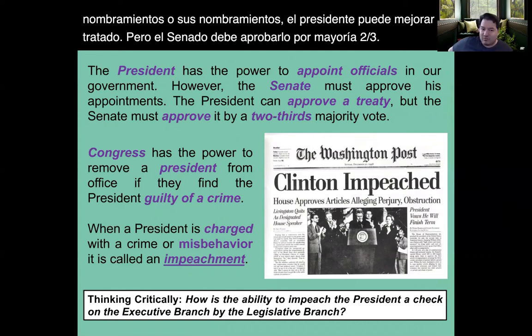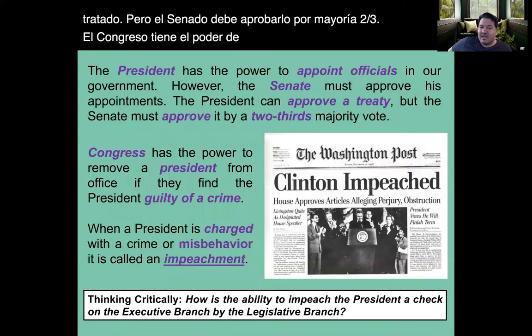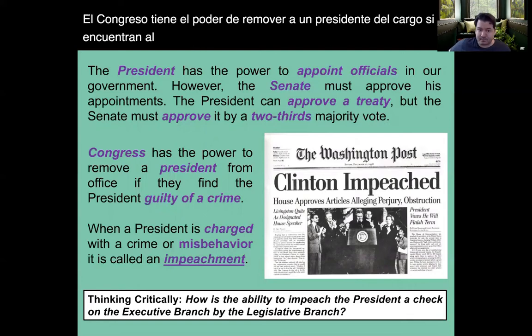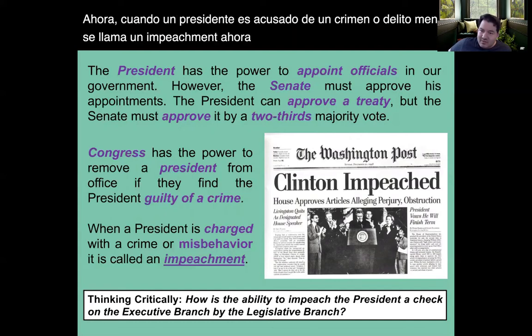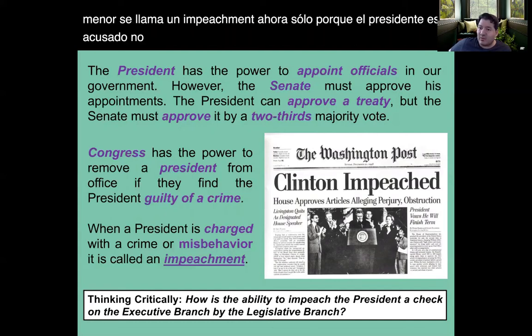Congress has the power to remove a president from office if they find the president guilty of a crime. Now, when a president is charged with a crime or misdemeanor, it is called an impeachment. Just because a president is impeached does not mean he or she or they are removed from office.